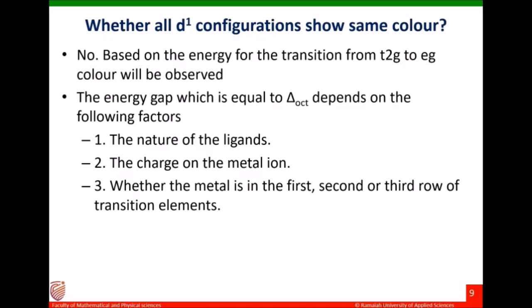The charge on the metal ion. For example, you have chromium ion, Cr3+ will show one color, Cr2+ will show another color. So if the charge of the metal ion changes, color also changes. Also whether the metal is in the first, second or third row of transition metals; these are the factors which change delta octahedral. So these are the factors which change the color of coordination complexes also.